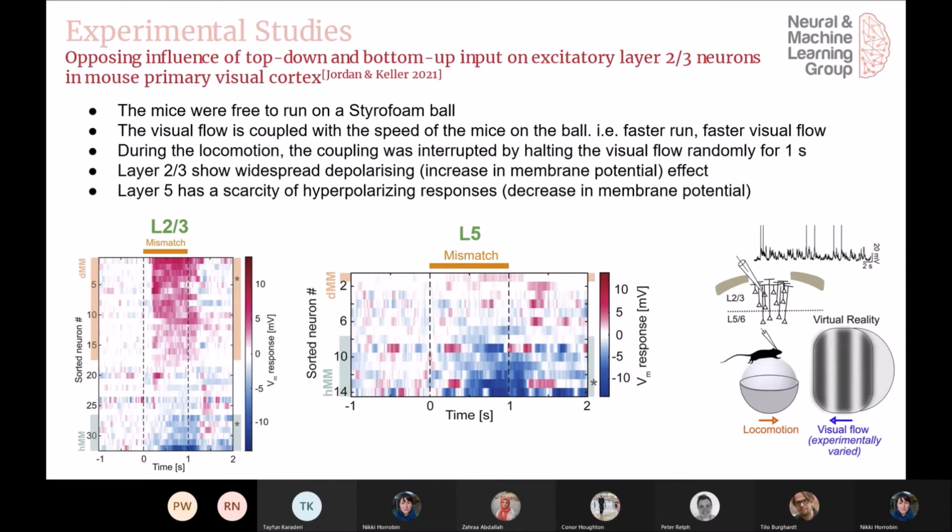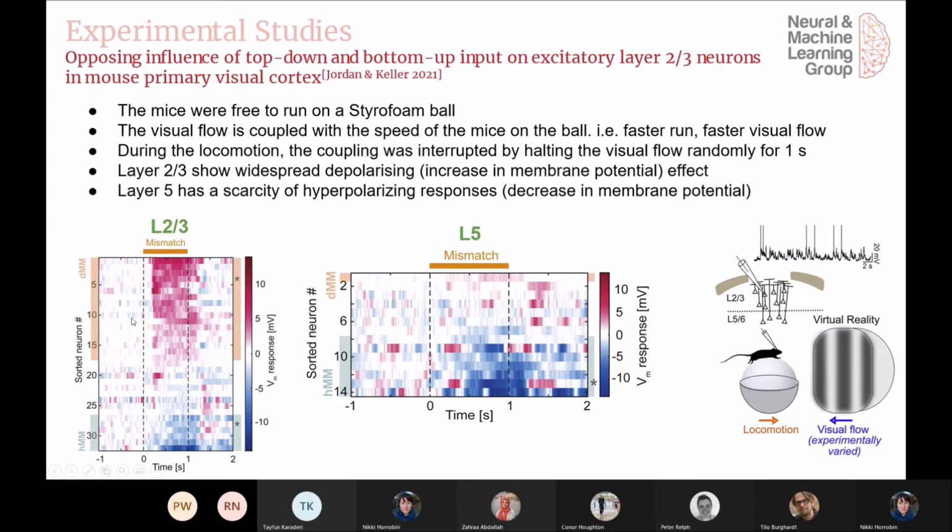Okay, so in our study, we're trying to explain this data. This data was collected by Jordan and Keller. In their experiments, the mice can freely run on this styrofoam, and they're wearing virtual reality glasses, and the visual flow moves. There is a sliding grating, and the speed of the sliding is coupled with the speed of the mice. So if the mouse goes faster, then the grating slides faster. And while the mice are doing this, they're recording from neurons in layer 2-3 and layer 5.